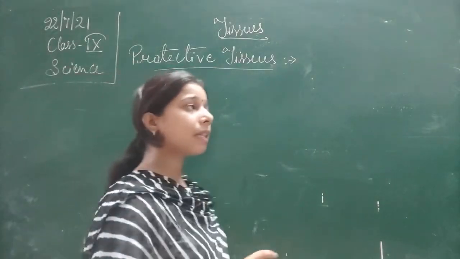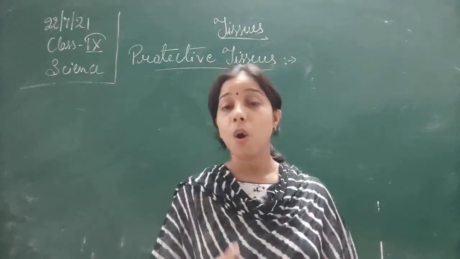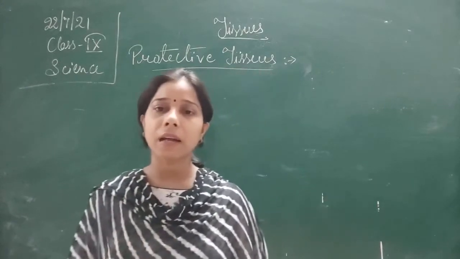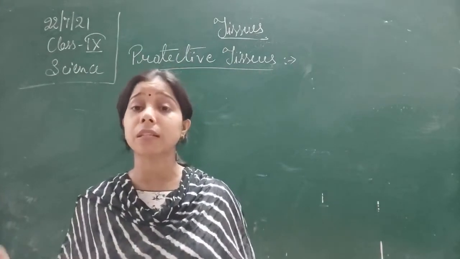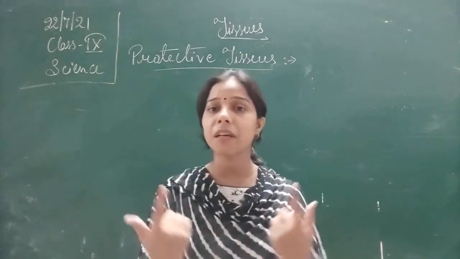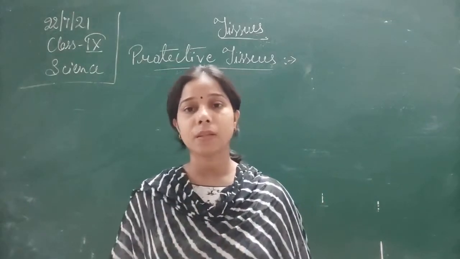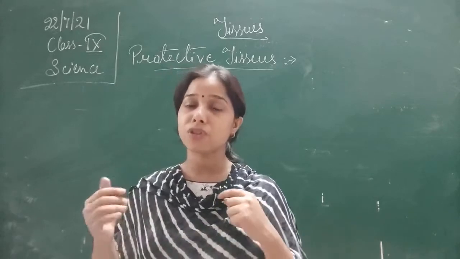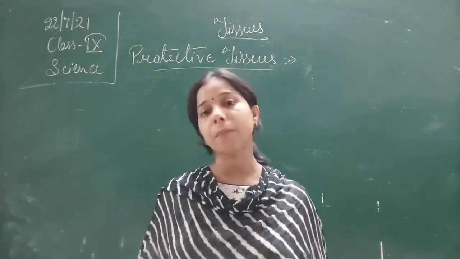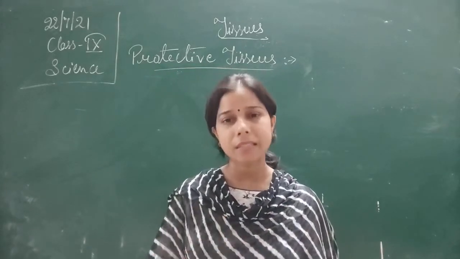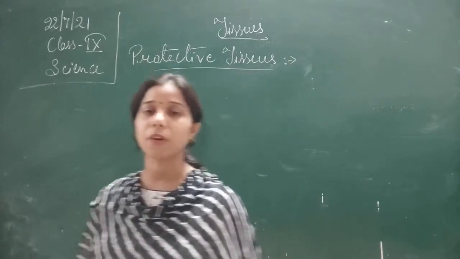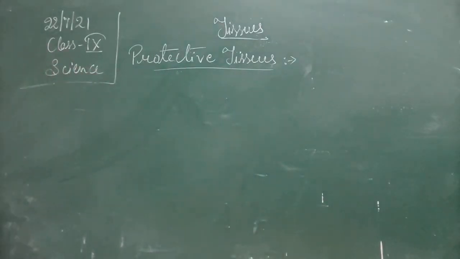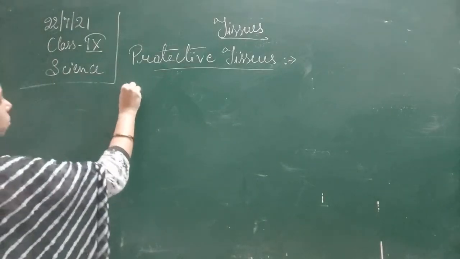What are the protective tissues? It is the outermost part of the plant. Obviously, whenever we say that it is there for protection, we are talking about the peripheral region, students. See, in case of a cell membrane, we said it is there to protect the cell. So anything which is present at the periphery is most of the time responsible for protection.